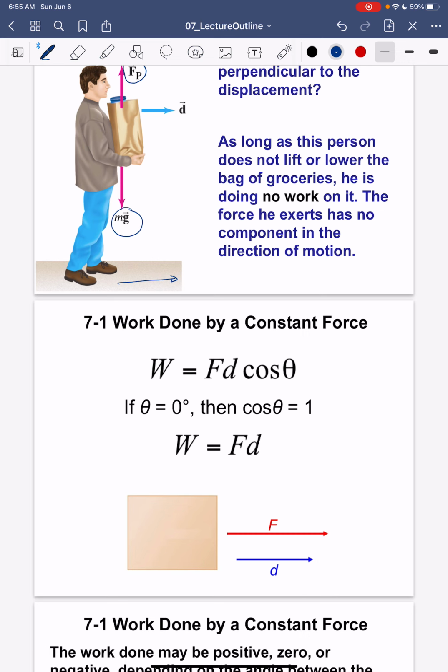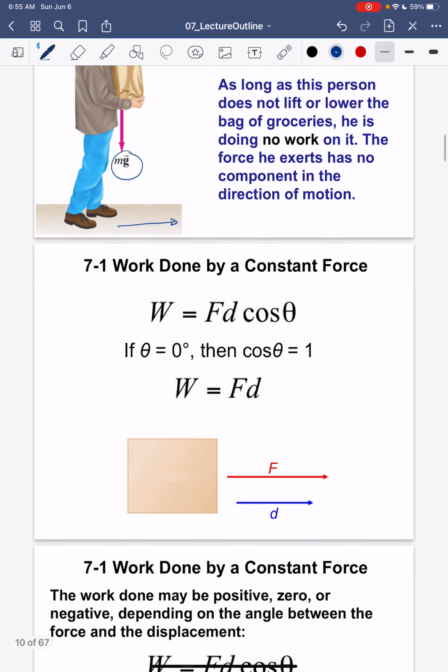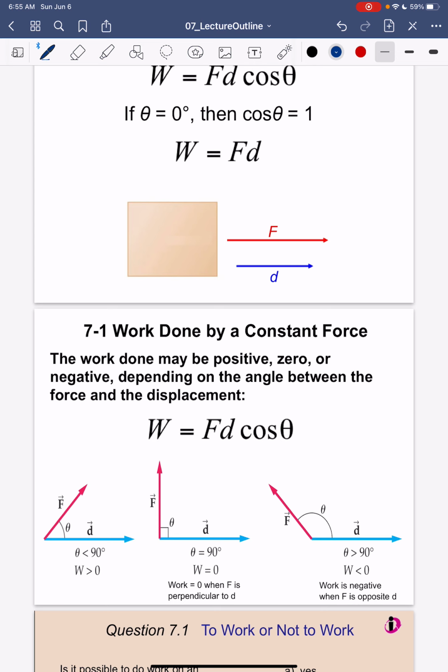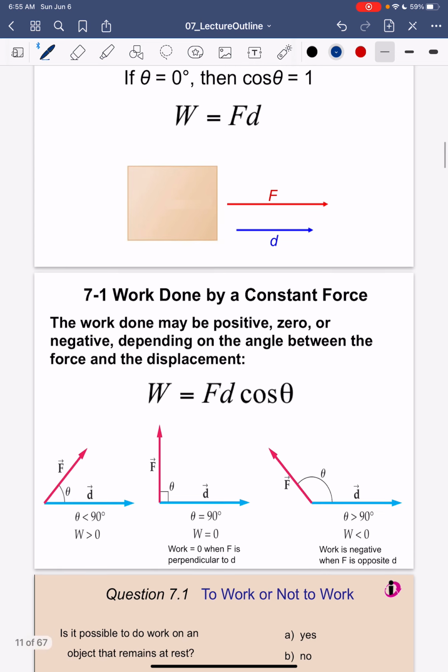Okay, this is again talking about what I have introduced, that the work done is F D times cosine theta, and if theta equals 0, then cosine theta is 1, and W, the work done, is F times D. And here are the different situations: the work is positive when the angle is less than 90, at 90 it is 0, and for angles more than 90 up to 180, the work is going to be negative.